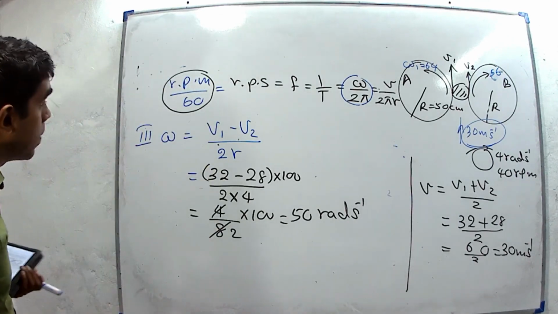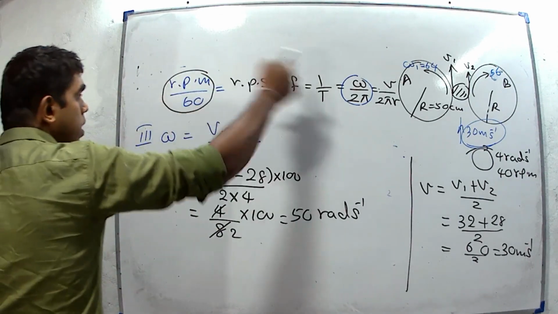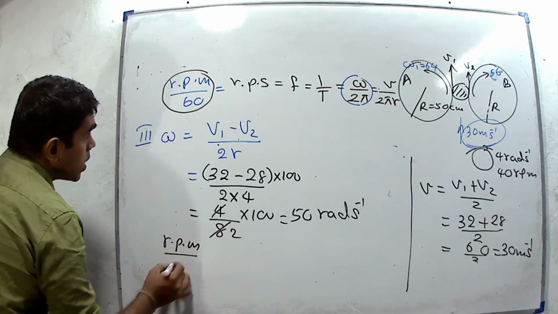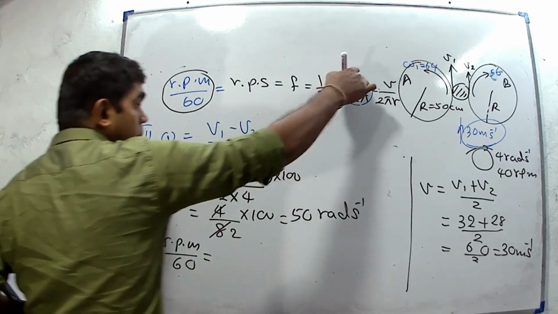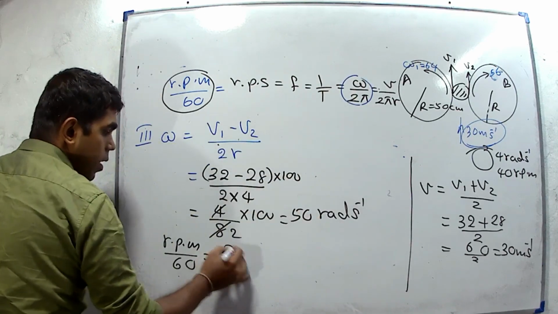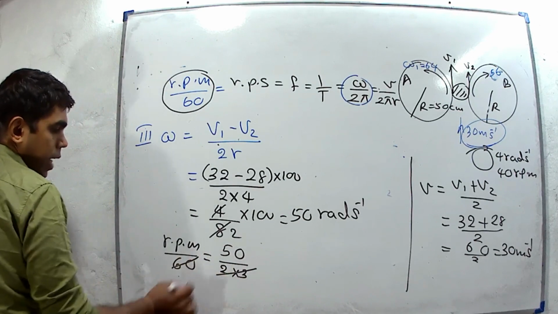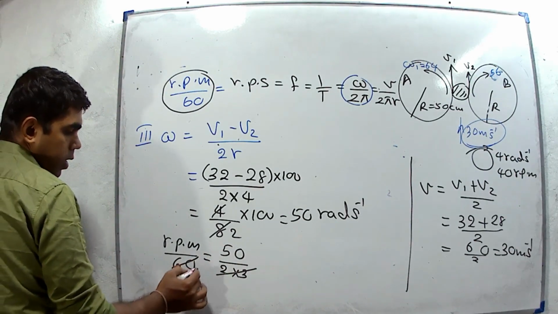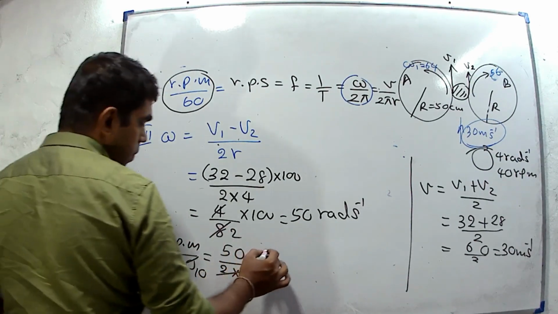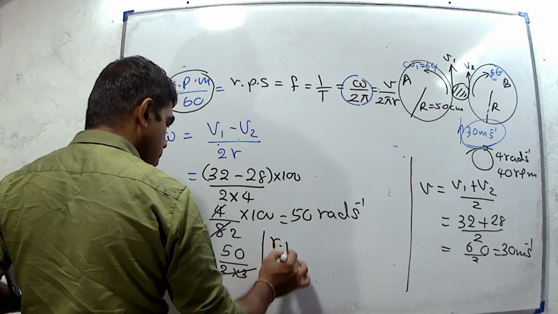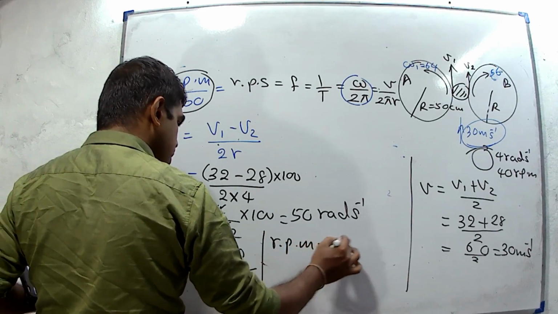Now we have to convert it to RPM. Again we can use the RPM relationship. RPM divided by 60 equals omega value, 50 divided by 2 into 3. Now we can cancel out. 10 into 50. RPM value is 500.